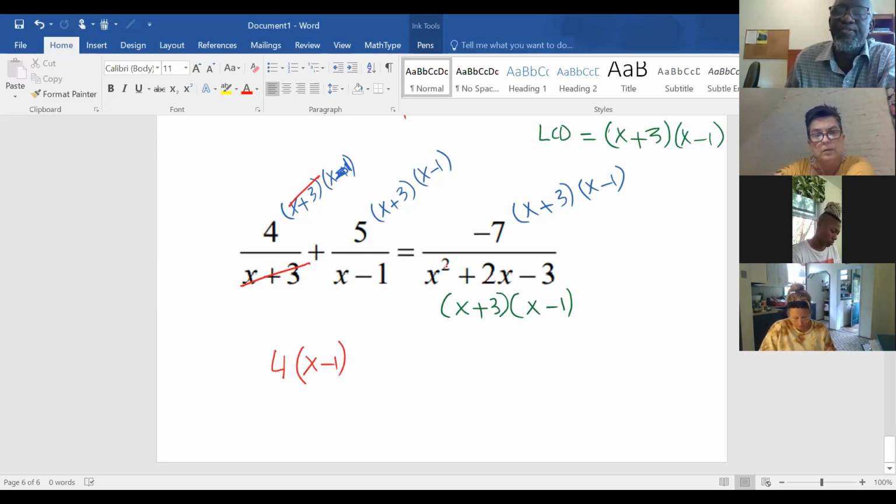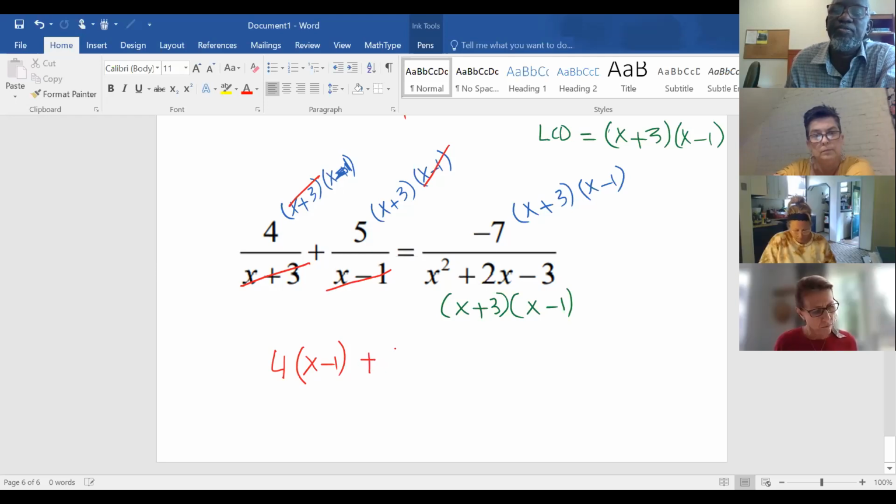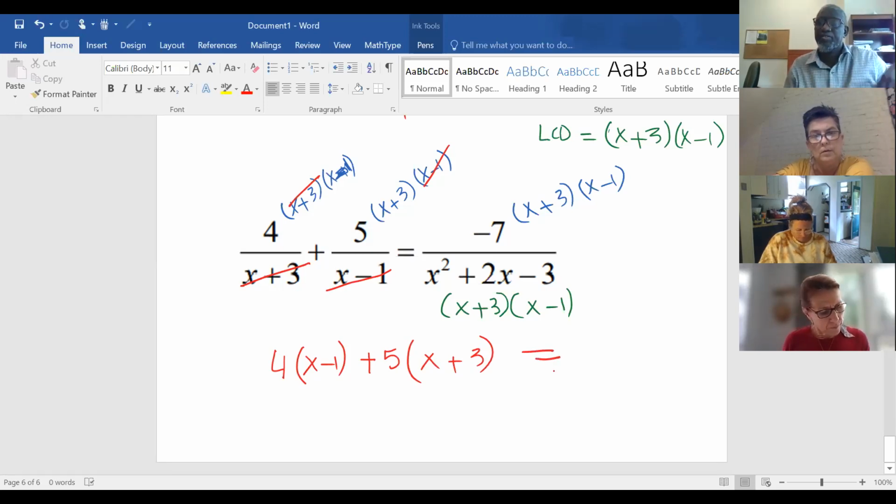Then I move on to the second fraction. What can I cross out in the second fraction? x minus 1, right? x minus 1 is gone. What's left? 5 times x plus 3. Then I move on to the last one. What can I cross out now here? x plus 3, x minus 1. x plus 3 is gone. x minus 1 is gone. What do I have left?